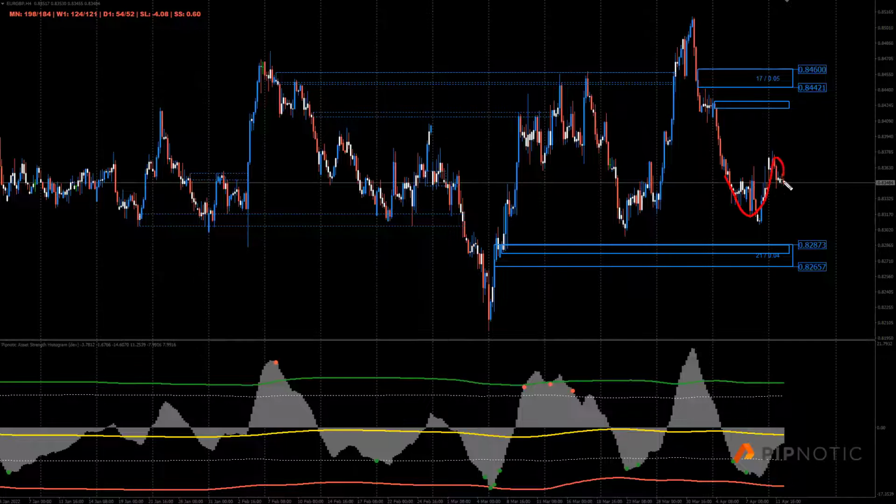This would be very nice if we saw something like this. Price came down, something like that. Histogram did something like this. That'd be very nice. Give us confirmation that we're indeed going to move down, and then move back here and rebalance this price inefficiency just here.